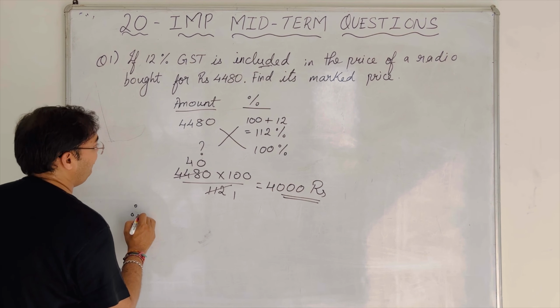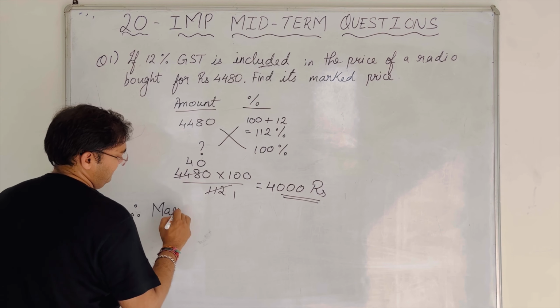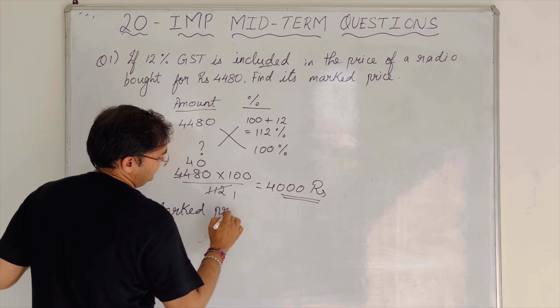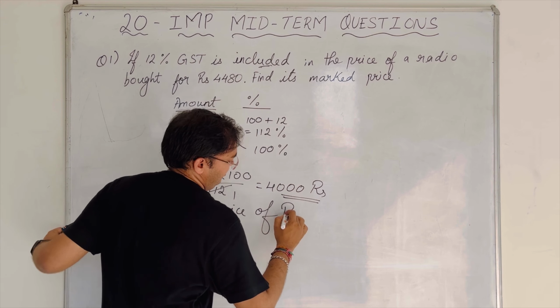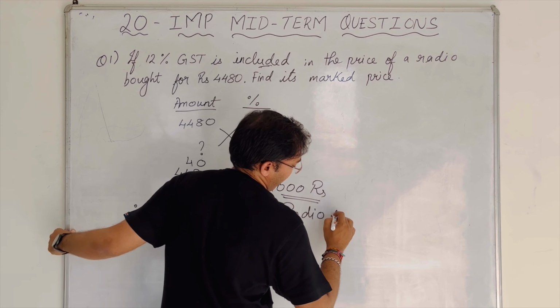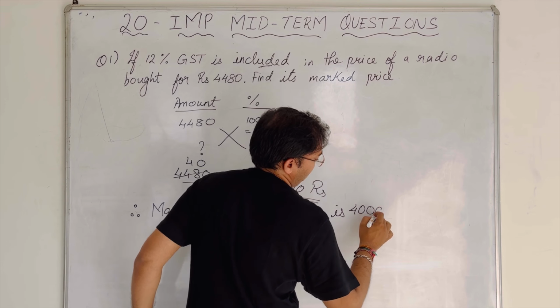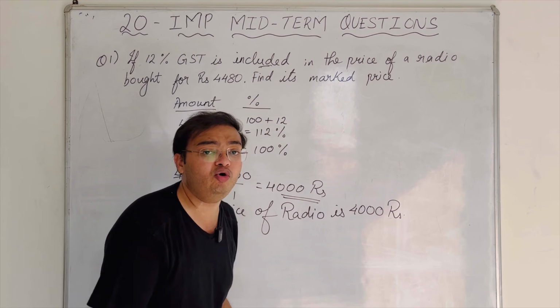I can write the statement, therefore market price of radio is 4,000 rupees. See, it was so simple.